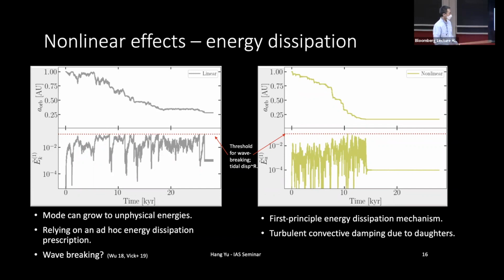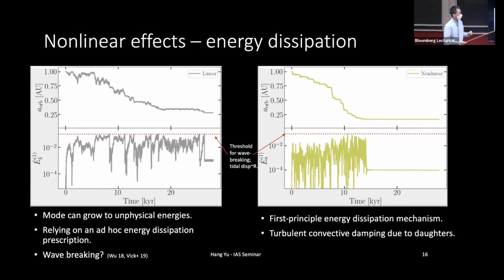So basically, they allow the mode energy to grow and damp under this diffusive process. And then they set a threshold energy, for example, 10% of the binding energy of the planet. In terms of tidal displacement, this energy corresponds to the tidal displacement being comparable to the planetary radius. Once the mode grows to this threshold energy, they assume some catastrophic wave breaking event happens, and it suddenly removes 99% of the mode energy. So this way they can achieve an ad hoc energy dissipation.